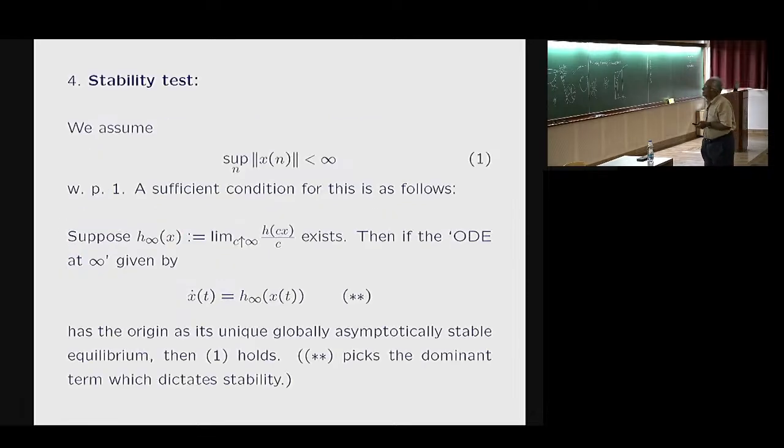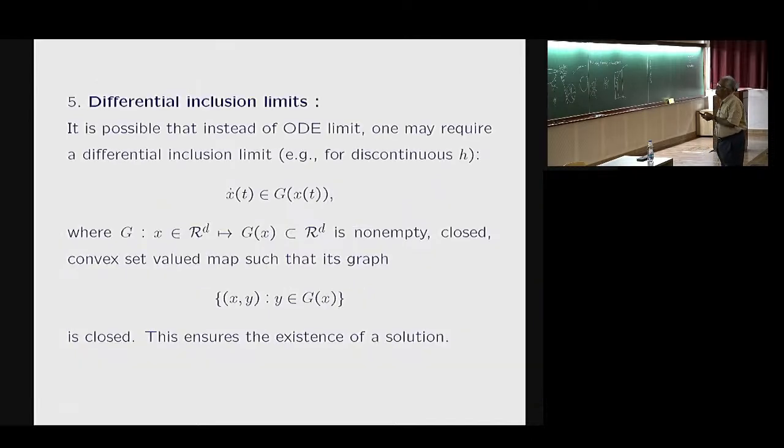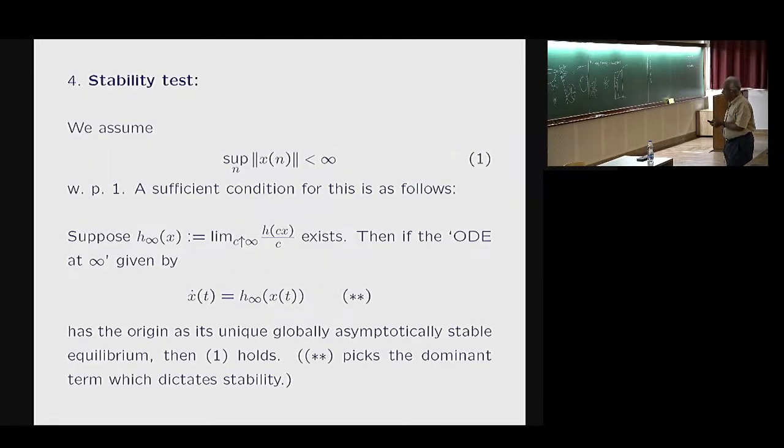All the analysis assumes that the iterations don't blow up, and that's not free. It has to be verified, and this is one test. There are more than one test, but this is one convenient one. You just take this limit. This is used for reinforcement learning, where it's linear growth. It picks up this h infinity of x, assumed to exist, which picks up the linear term, and if the corresponding system is globally asymptotically stable to the origin, then the algorithm doesn't blow up.